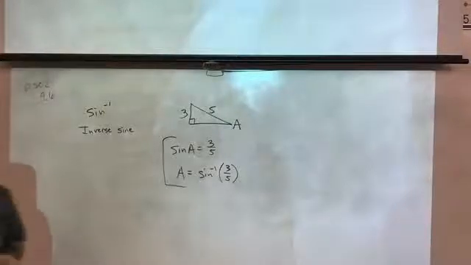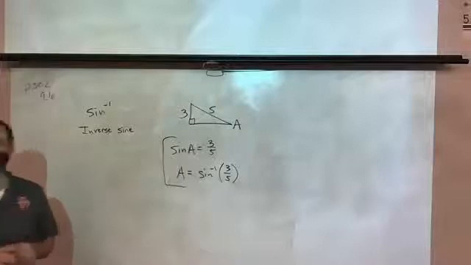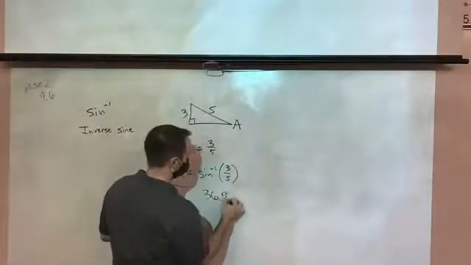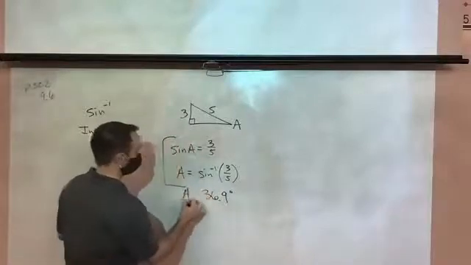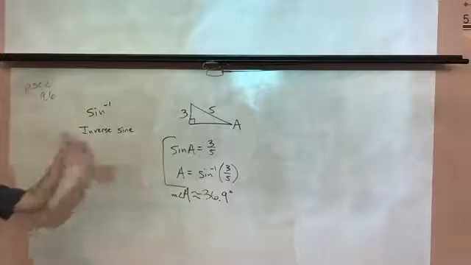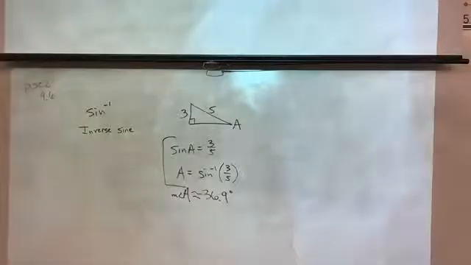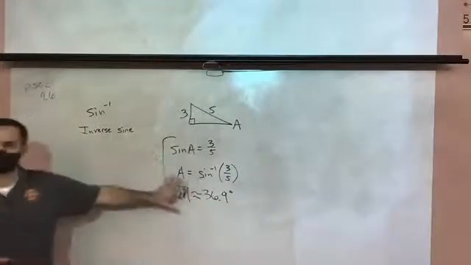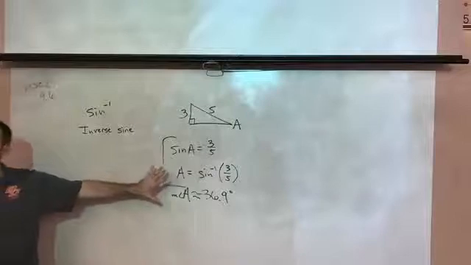What's our angle A going to be here? About 36.9. So angle A, technically they're going to say measure of angle A, but angle A is about 36.9. Any questions on that? Using that inverse there.